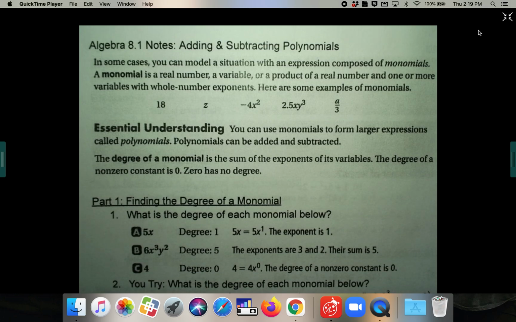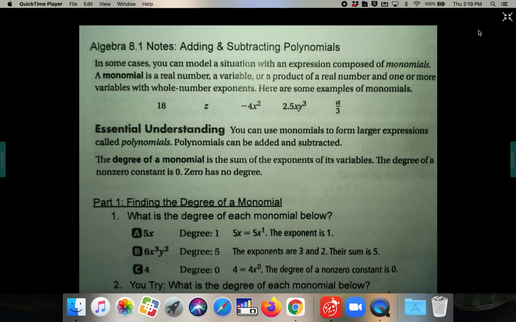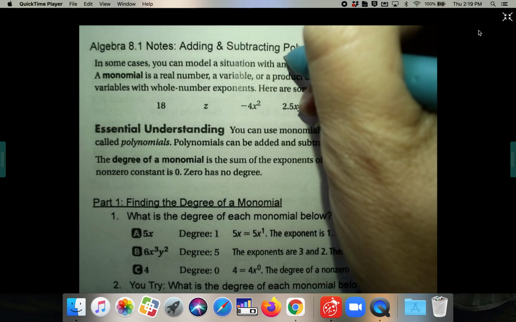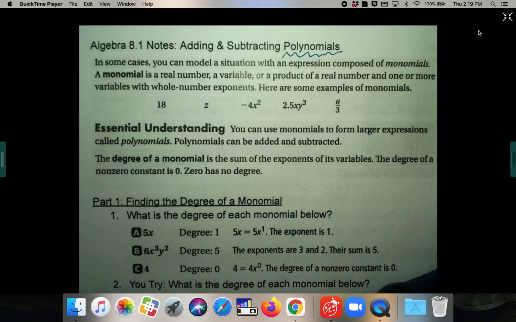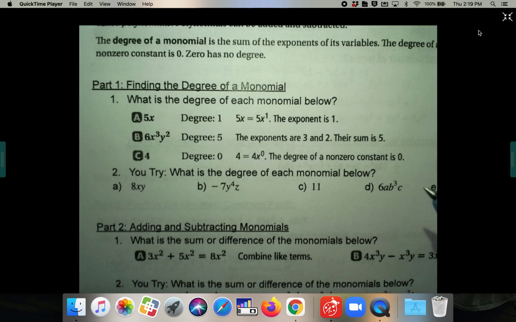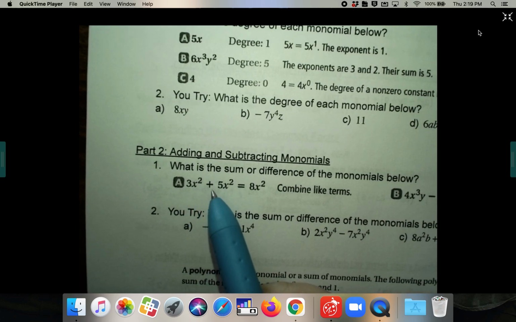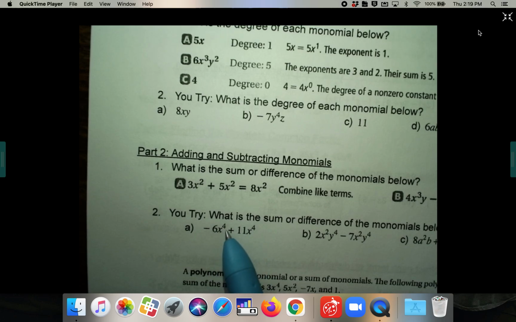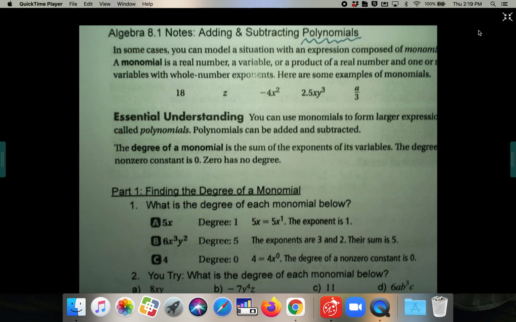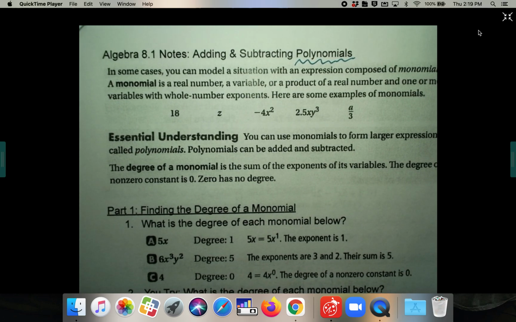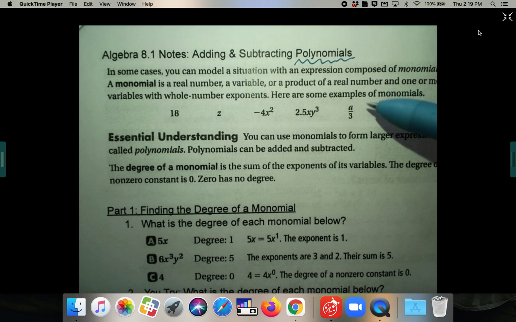All right, for algebra, we are starting module 8, which is polynomials. So this is something we haven't talked about before, but basically it's just expressions. So it might be like 3x squared plus 5x, or negative 6x to the fourth plus 11x to the fourth. So the whole reason in chapter 7 we learned about exponents is because we're going to continue using them into chapter 8 with our polynomial expressions.